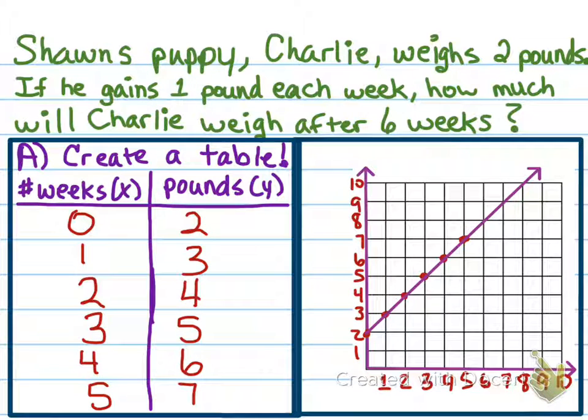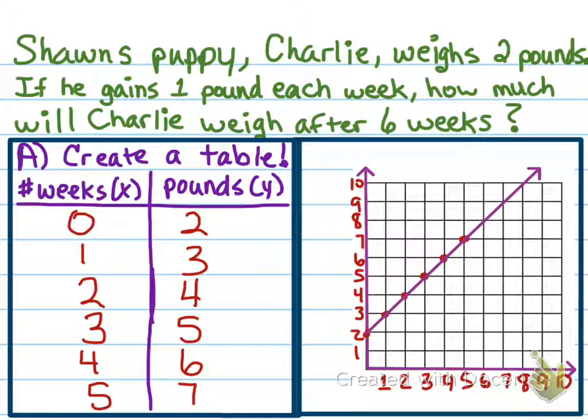Now I could use this graph, especially if I continued it on for more numbers here, to solve the problem. So I can clearly see that if I look at the x value 8 and follow it up here, then the y value would be 10. So if I wanted to know how big the puppy would be after 8 weeks, I could look at my graph to see that he would be 10 pounds.